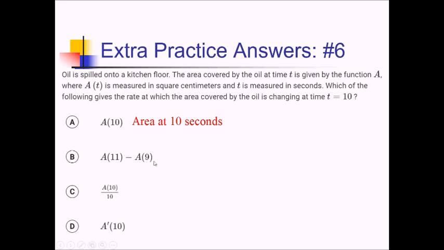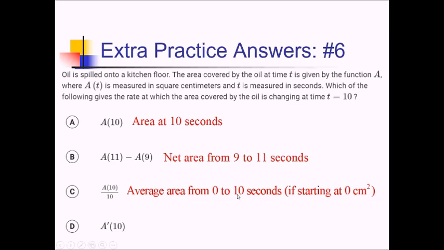A of 11 minus A of 9, that's the change in area from time 9 to time 11. So again, not really what we're looking for. A of 10 over 10, well, if we have 0 oil on the floor at time 0, this would give us the average rate of change of the oil from time 0 to 10. But again, that's not going to be telling us the exact rate of change of the oil at time 10. To get that, we need A prime of 10. That's the instantaneous rate of change at time 10. So choice D.